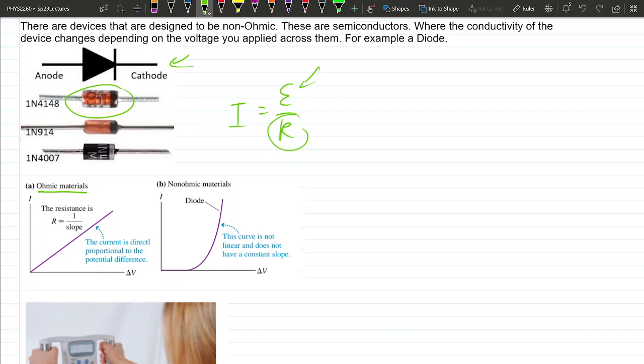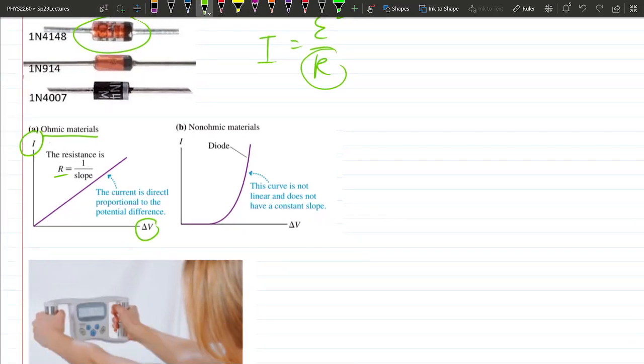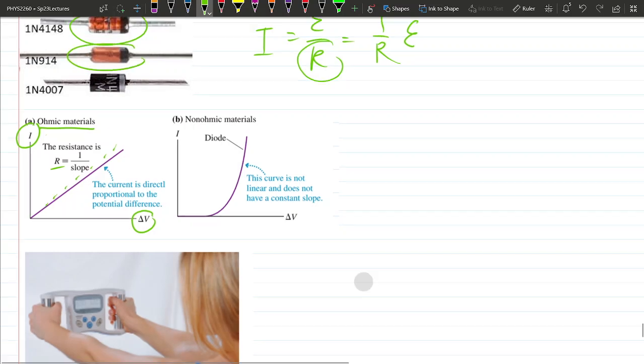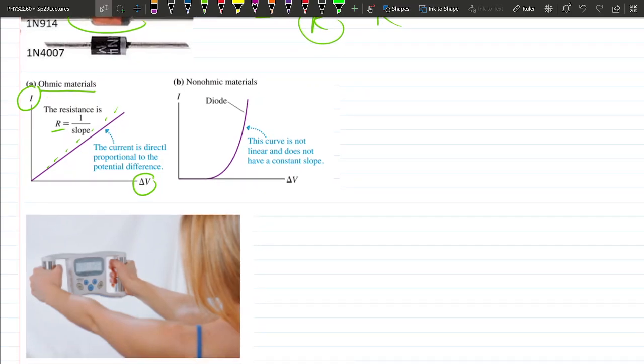So in an ohmic material, if you plot current versus the voltage you apply, you're going to get more and more current as you increase the voltage, and the slope of that is 1 over R, because the slope of this function is 1 over R. For a diode, which is a semiconductor, it does this funny thing where as you increase the voltage, nothing happens, the current stays at 0, but then all of a sudden it turns on basically exponentially.